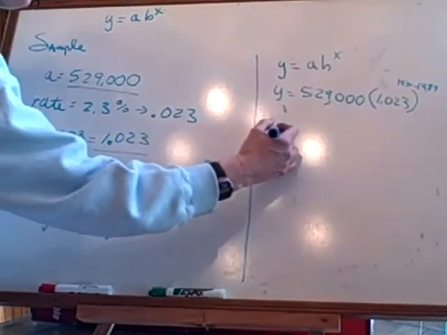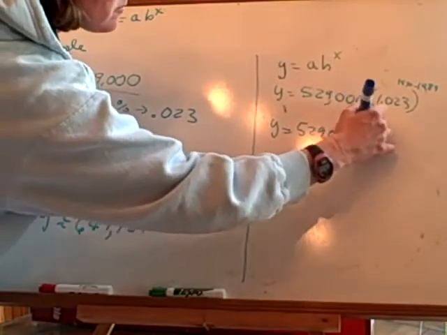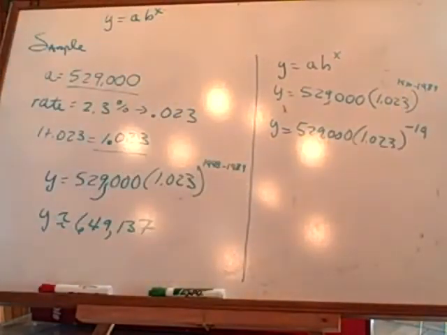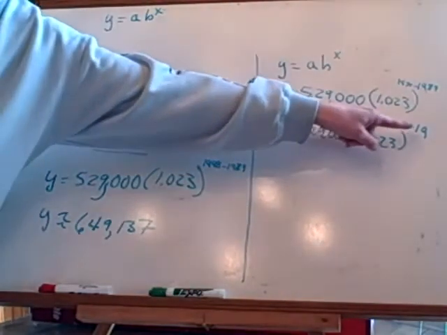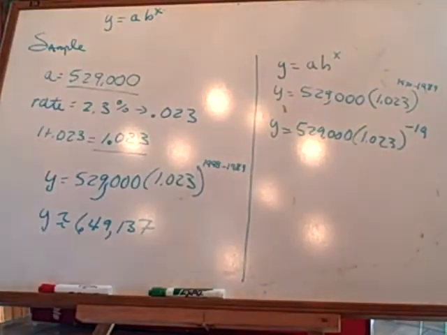Negative what? Negative 19, right? And we can just plug all that in. So what's that negative going to do to this? It's going to make it 1 over this. So actually we're going to be able to calculate backwards, which is pretty sweet, I think.